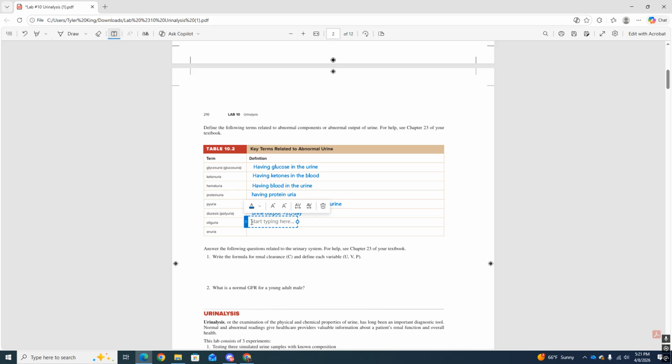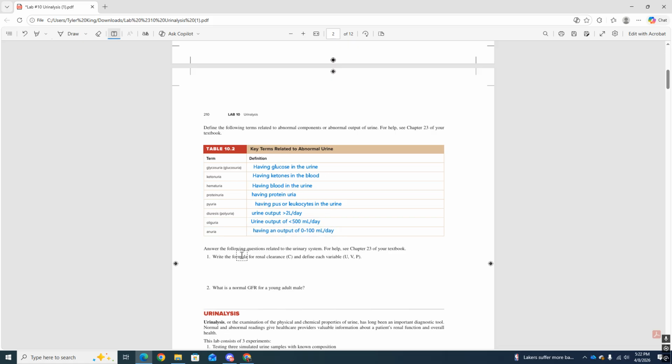Oliguria, all right? This is having a urine output of less than 500 milliliters per day, all right? Then anuria. So an means without, so basically you're having no urine being peed out. So this is about having an output of 0 to 100 milliliters per day, all right? Okay, so those terms right there.